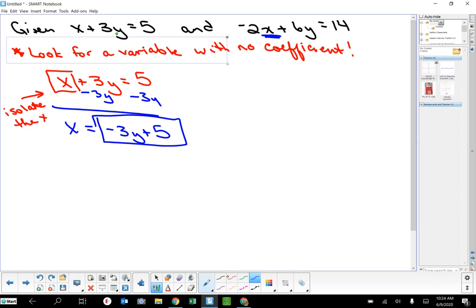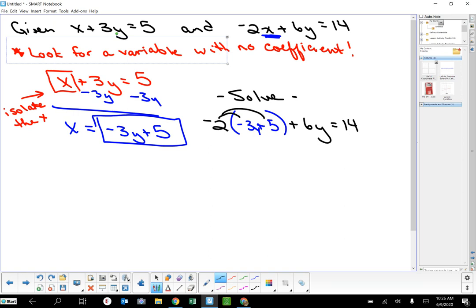Now I'm going to plug this into the other equation where the x is. So this is going to look like negative 2, and instead of the x, I'm going to put negative 3y plus 5. Then I'm going to bring down the remainder of that equation, so plus 6y equals 14. And then you're going to solve.